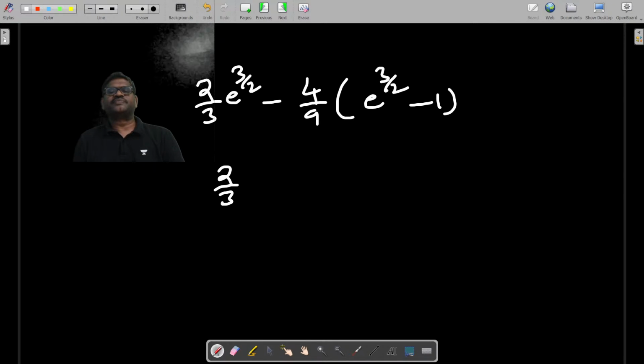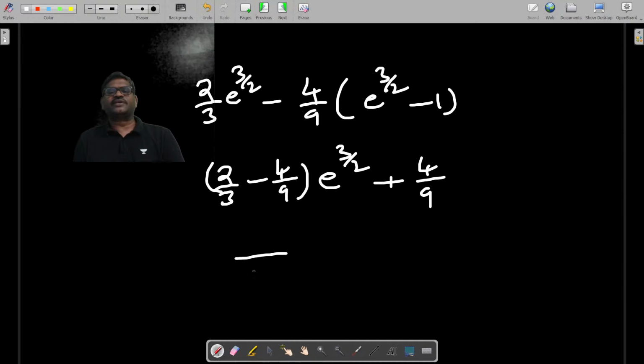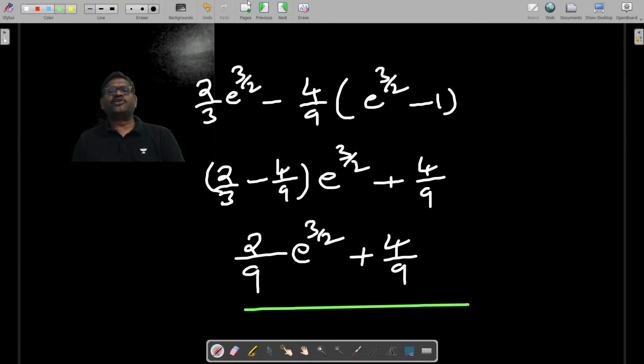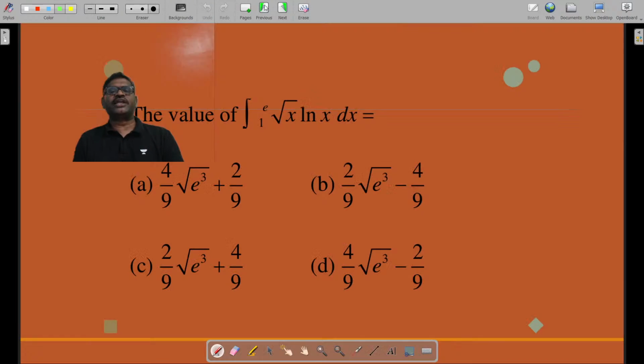That is 2/3 minus 4/9 into e^(3/2) plus 4/9. 6 minus 4, 2. So 2/9 into e^(3/2) plus 4/9. The third option is correct.